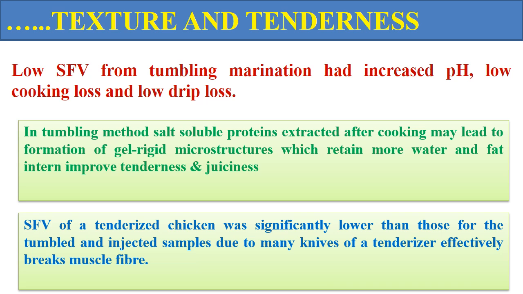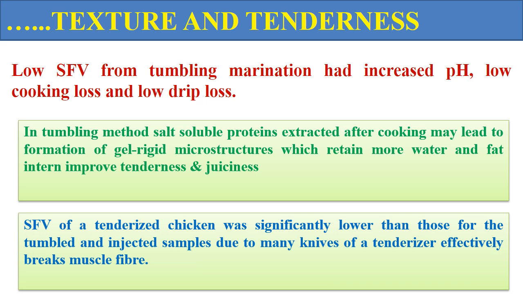In case of the tumbling method, soluble proteins get extracted due to the massaging effect, and thereby after cooking it leads to formation of gel structures or rigid microstructure that helps in retaining more water and fat, and thereby indirectly it gives a better tenderness and juiciness. So that's the effect of tumbling.